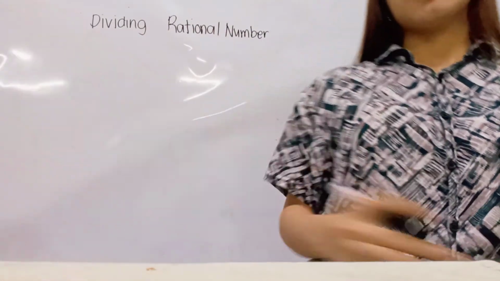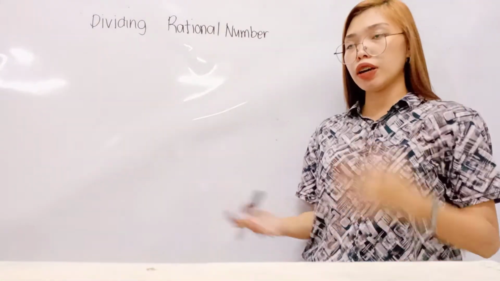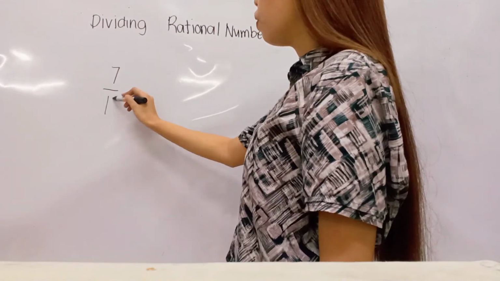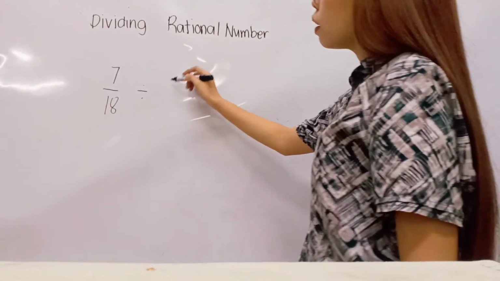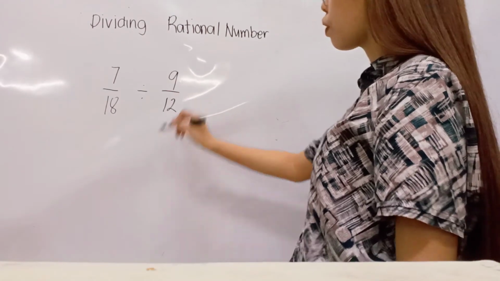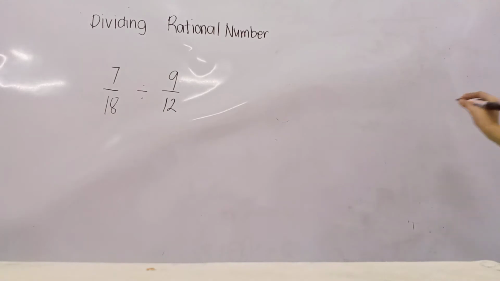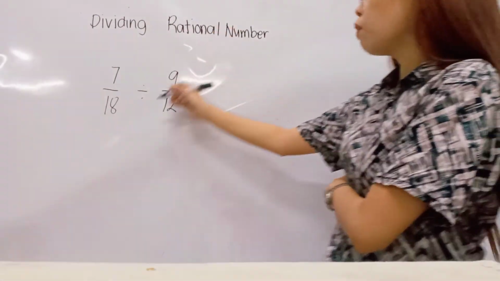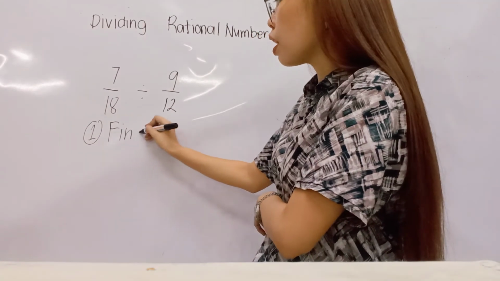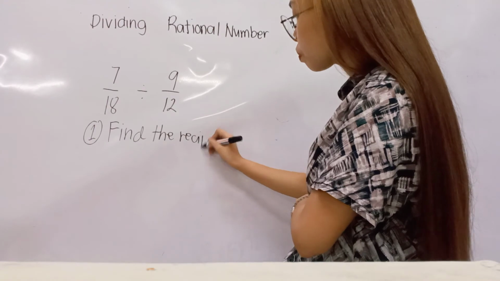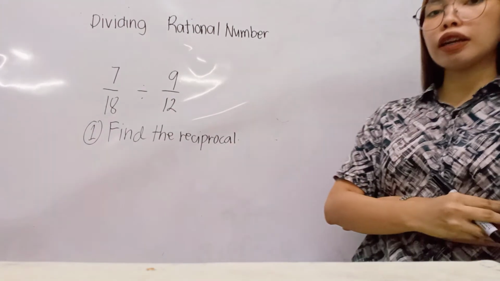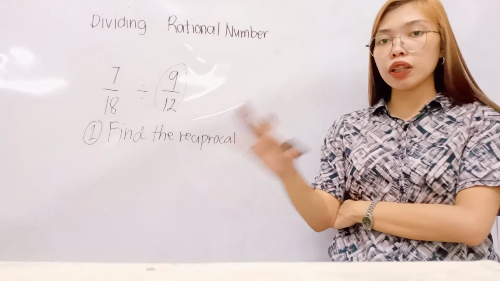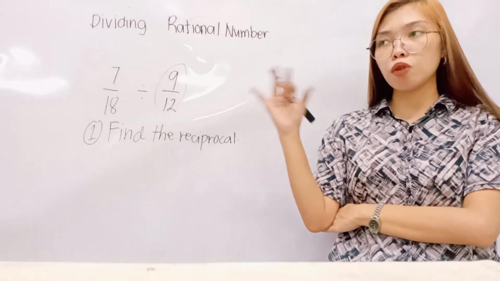Okay? So, in dividing rational numbers naman po, or dividing fractions, ganito po. For example, 7 over 18 divided by 9 over 12. So, what is the first step that we are going to do when we are dividing fractions? The first step is to find the reciprocal. We have to find the reciprocal of the second fraction. When you say reciprocal po, the numerator will become the denominator and the denominator will become the numerator. Magpapalit lang po ng pwesto yung numerator and denominator.